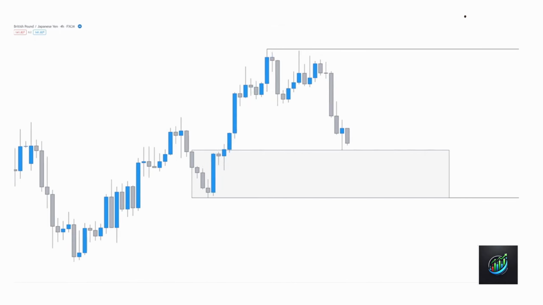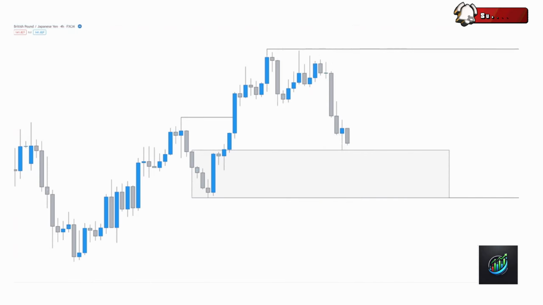And if we wanted to look at 4-hour structure in isolation, what we can see is we've broken this high right here, and this is what has created an impulsive move to the upside. Price then paused, created this high, and has started to trade back down into the order block.